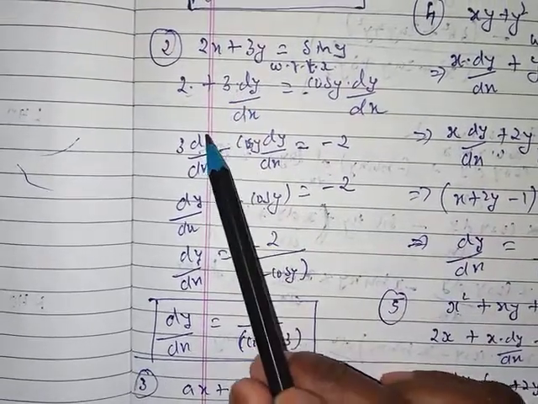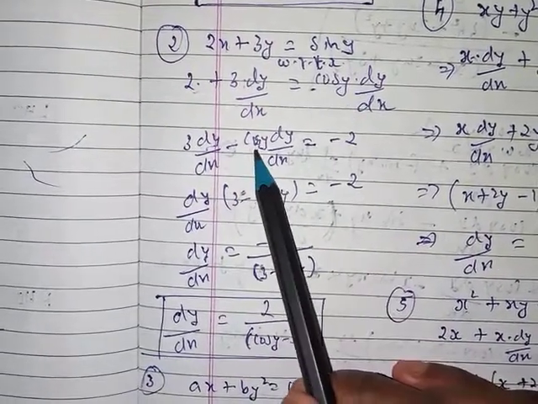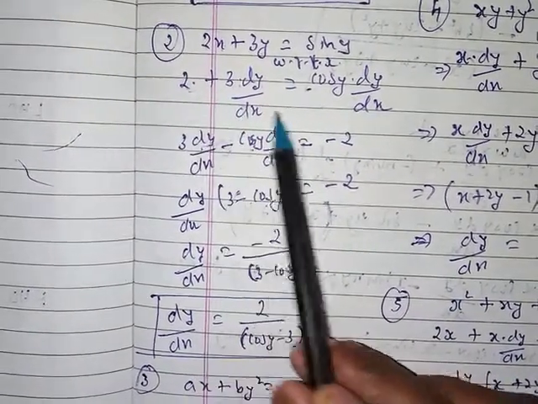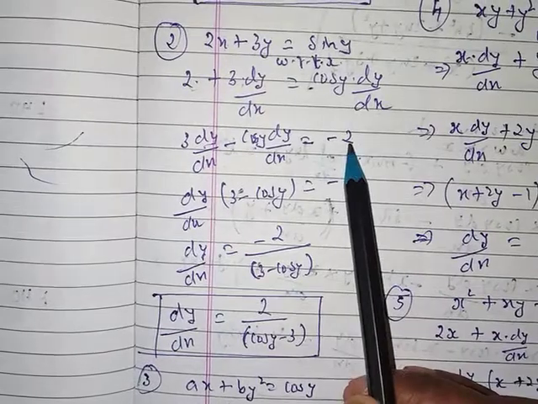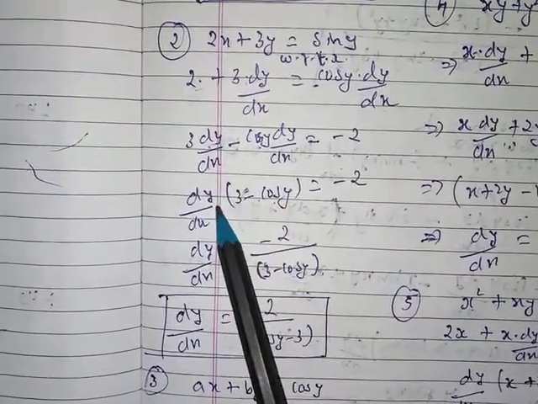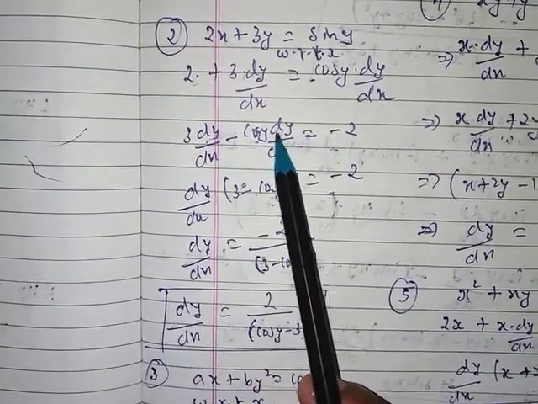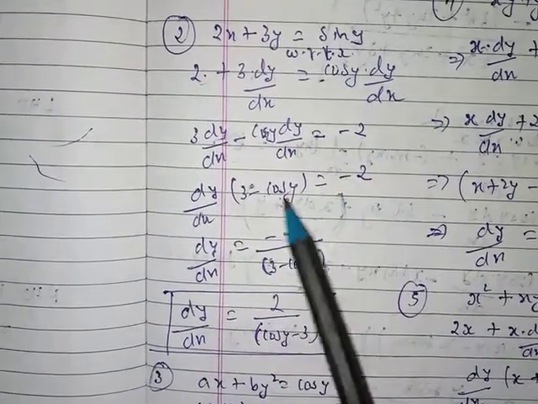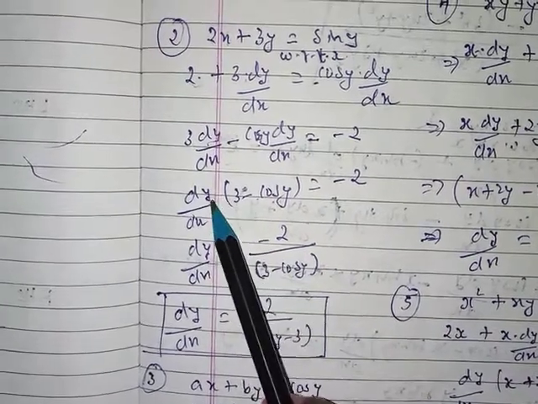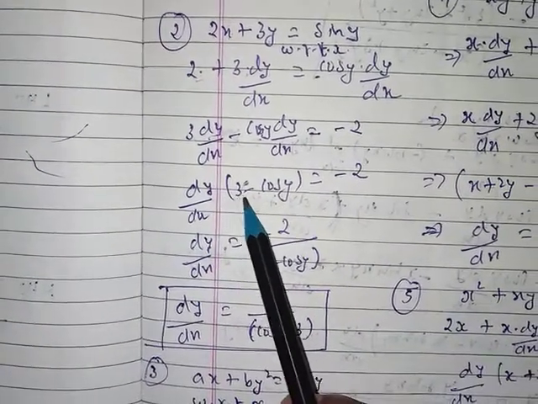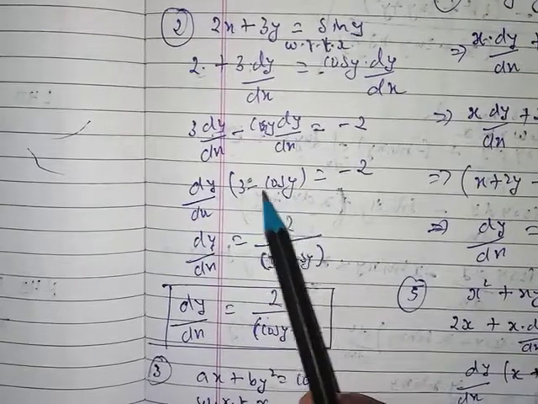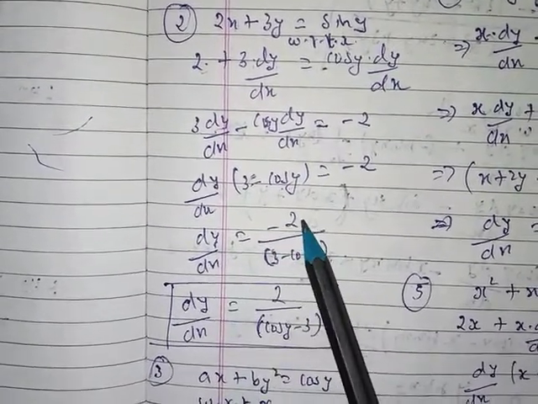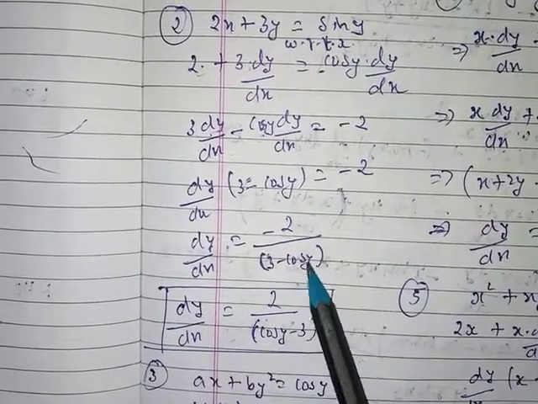Okay, so 3 dy by dx minus cos y dy by dx. This constant will move to the other side, so it will be minus 2. So dy by dx common. So 3 minus cos y, and this will be minus 2. So dy by dx. Is it? The dy by dx and the bracket (3 minus cos y) is a multiplication, so it will go in division. So dy by dx is minus 2 upon 3 minus cos y.